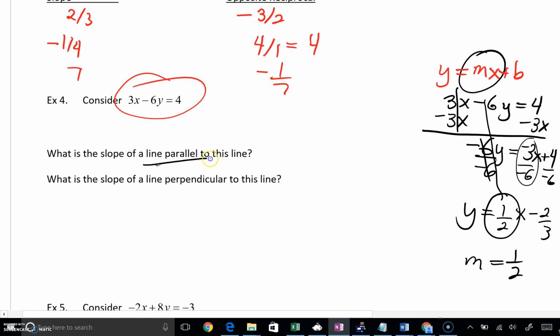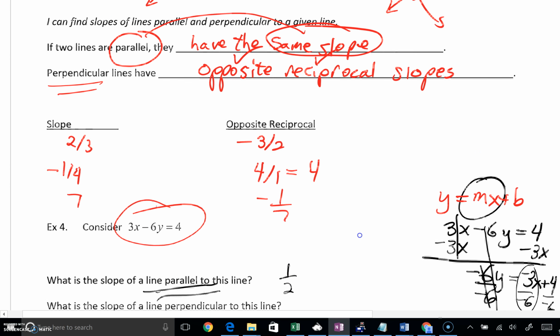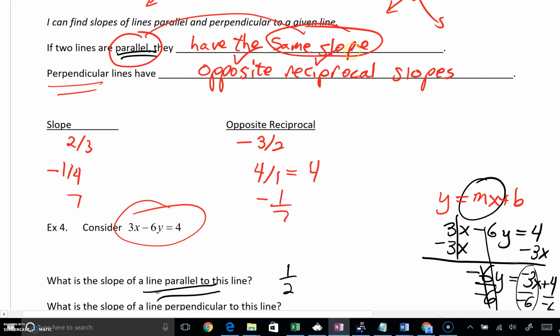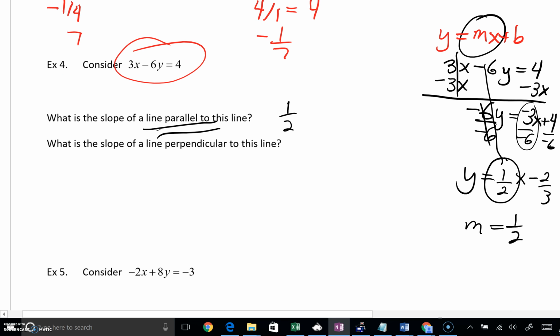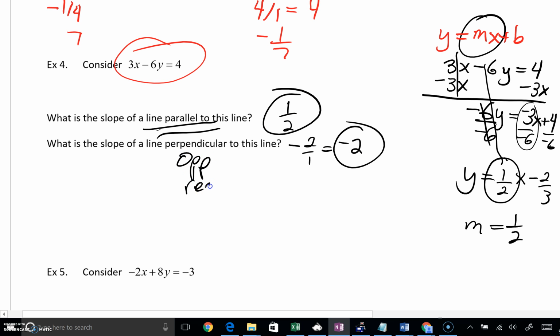So what's the slope of a parallel line? What do you think? 1/2. Kids might say, how do you know that? Look at the top. Parallel lines, same slope. Whatever slope you just found, it's got to be the exact same thing. Perpendicular lines, what do we get? Opposite reciprocal of it. What do we get? -2 over 1, which is just -2. Okay? You've got to take the opposite reciprocal for perpendicular lines. Opposite reciprocal means you've got to do 2 things to that slope. Change the sign and flip it.